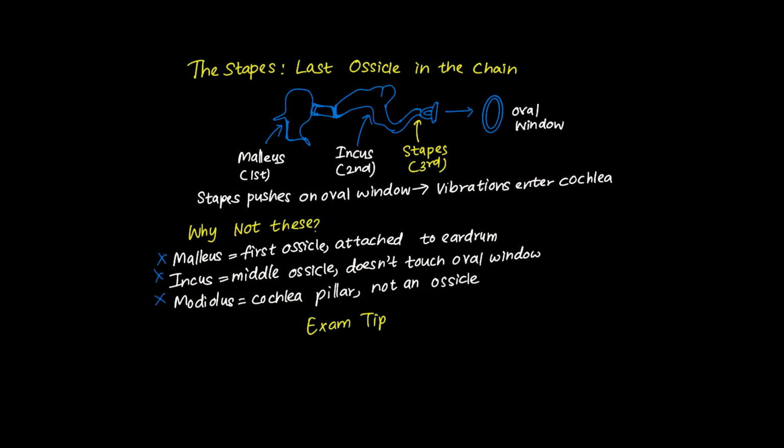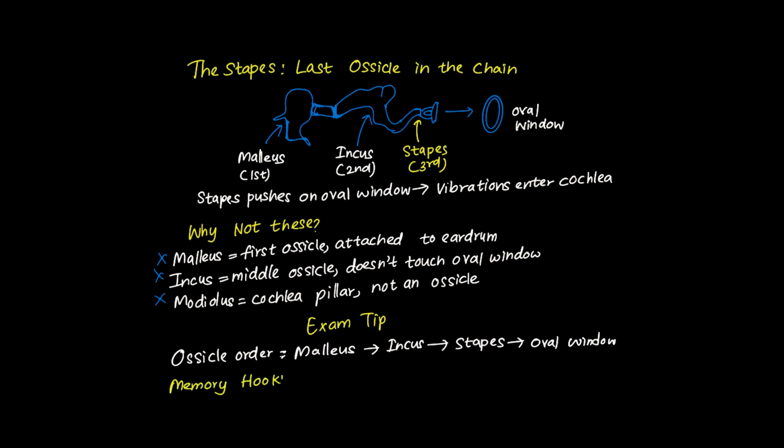Here's a WGU D312 OA exam tip for you. The ossicle chain runs malleus, incus, stapes. The stapes is always the last and it always contacts the oval window. Quick hook: stapes equals stirrup, steps onto the oval window last.